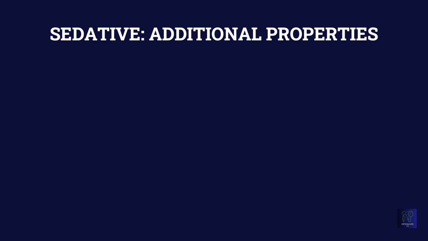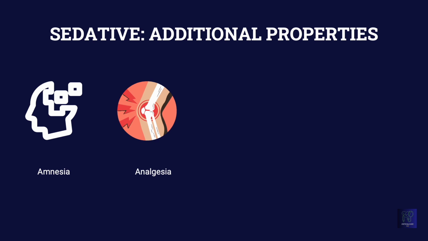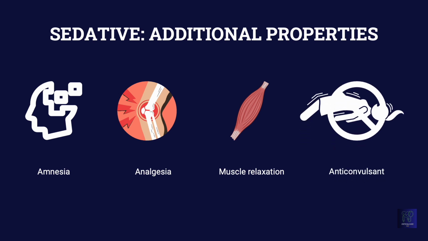Depending on the agent, a sedative may have additional properties which give that particular agent unique advantages compared to others. For example, a sedative may also have amnestic properties, for example, benzodiazepines. It may have analgesic properties, for example, opioids. It may have muscle relaxation property, for example, propofol. Finally, it can also have anticonvulsant property, for example, propofol and benzodiazepines.